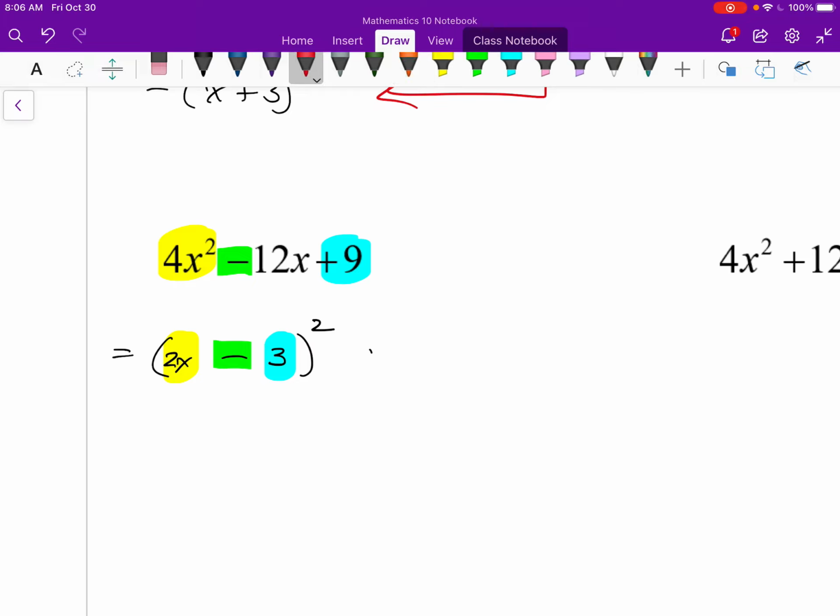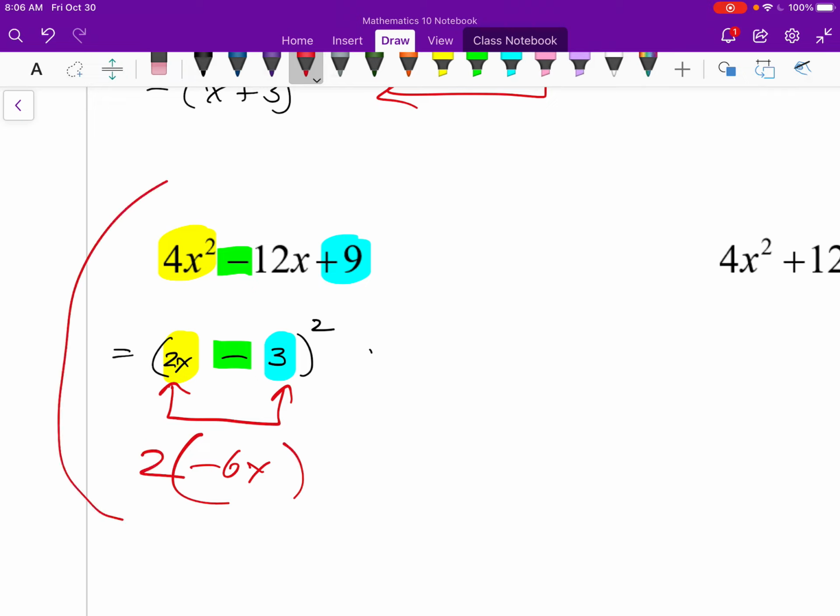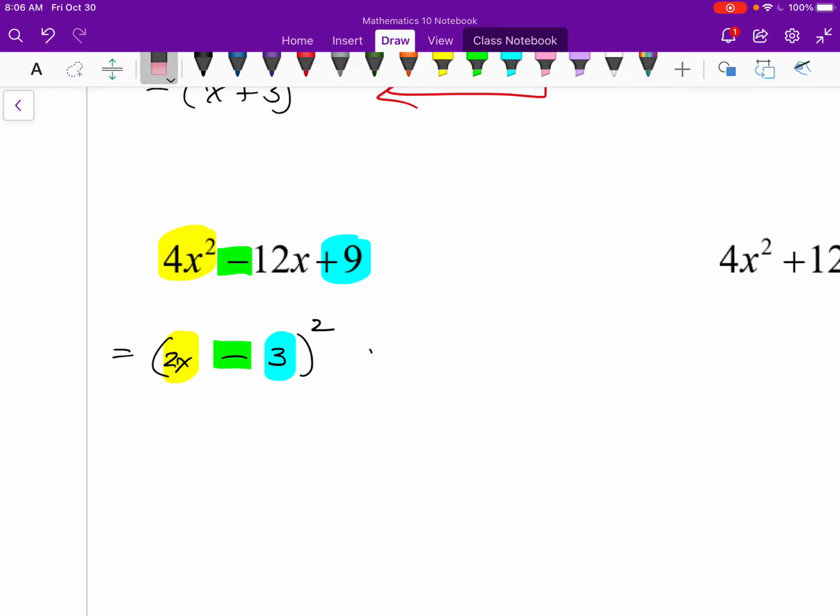Because honestly, now to figure out that middle term to see if this really is a perfect square, all I have to do is look at this times this. 2x times -3 is -6x, times that by 2, and I do indeed get -12x. So I know with certainty that I'm correct. I know that this is a perfect square.